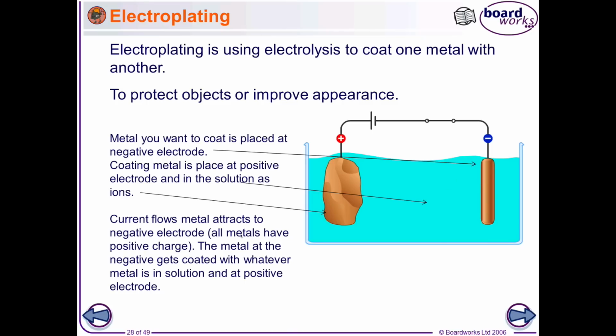And the reason for that is that all metals will form a positive charge when they're in solution, and these positive ions get attracted over and coat onto the surface of this negative electrode, coating it with the metal of your choice. So we're going to look at 2 examples of this now.